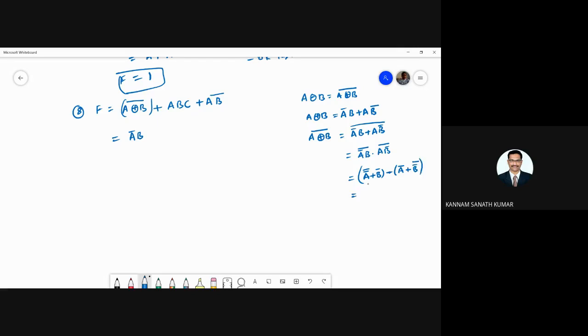So this is complement of complement. This is nothing but A plus B bar. Again, this one is A bar plus B, okay. Now we should multiply A into A bar plus AB, A bar B bar plus B bar B.